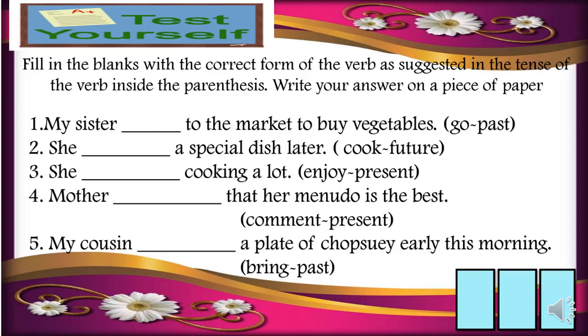And the suggested word or verb in the parentheses is go, and it must be in the past. And then number 2, she blank a special dish later. Then we have cook, future. And number 3, she blank cooking a lot. Enjoy, and then present. And then number 4, mother blank that her menudo is the best. So the verb is comment and then it is in the present time.